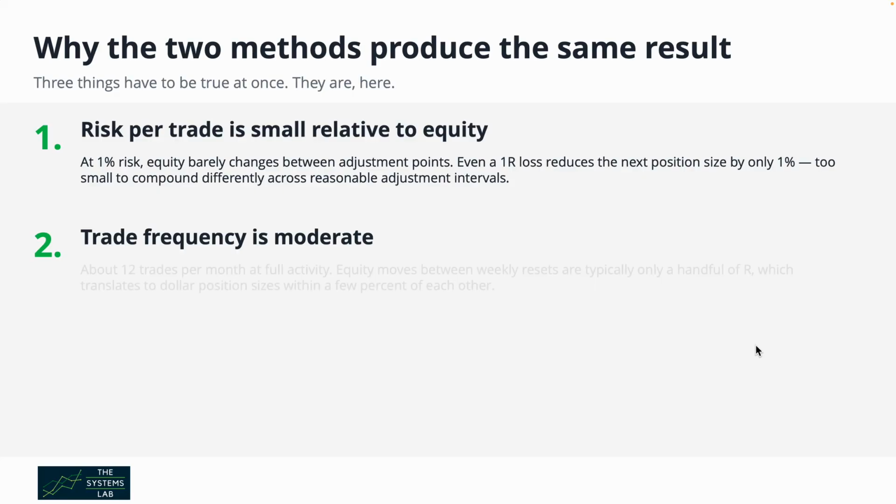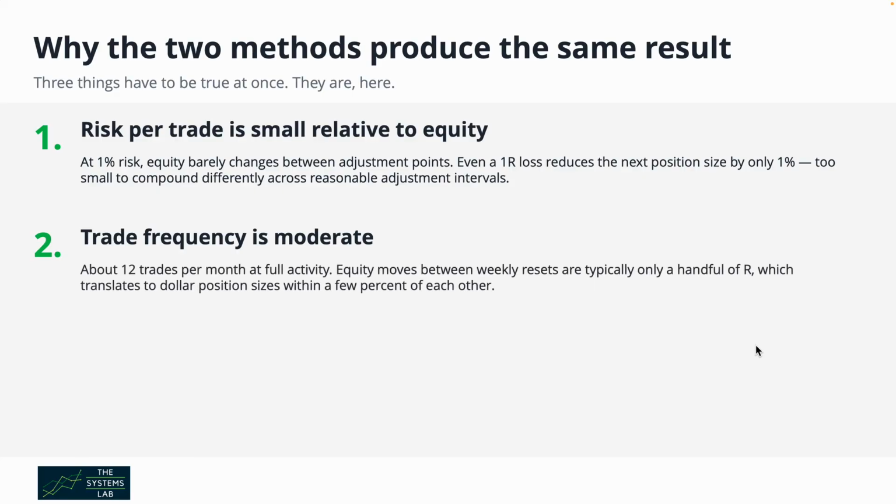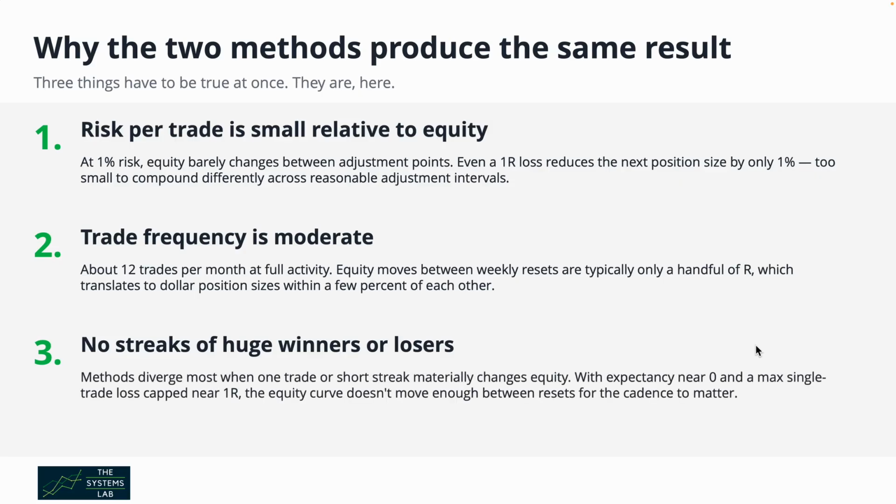Number 2, trade frequency is moderate. This configuration that we picked for this analysis has about 12 trades per month, and the equity moves between weekly resets are typically only a handful of R, which translates to dollar position sizes within a few percent of each other. And number 3, no streaks of huge winners or losers. Methods diverge most when one trade or short streak materially changes equity, with expectancy near 0 for this particular backtest window and a max single trade loss capped near 1R. The equity curve doesn't move enough between resets for the cadence to matter.